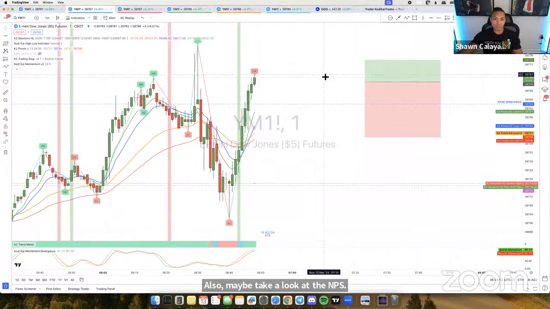ATR is currently at 12 right now, so I don't think we'll be able to take an MPS. It's low volatility. It looks like the best case scenario would be a momentum divergence.